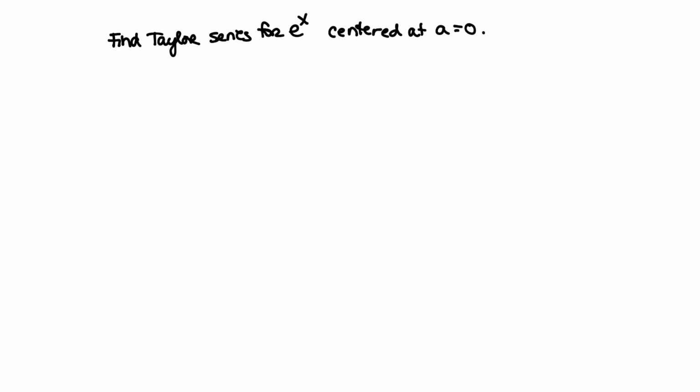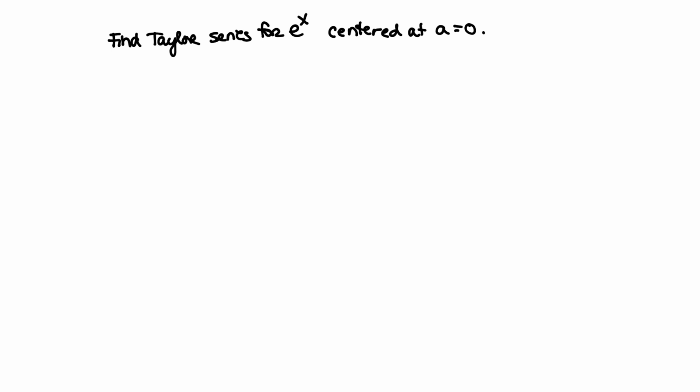So I can give you a new problem. What if I said, let's find the Taylor series for e to the x. And again, let's just center that at a equals 0 for now. Then we can worry about other numbers after, but let's do the same thing. Let's find the Taylor series for e to the x centered at a equals 0.